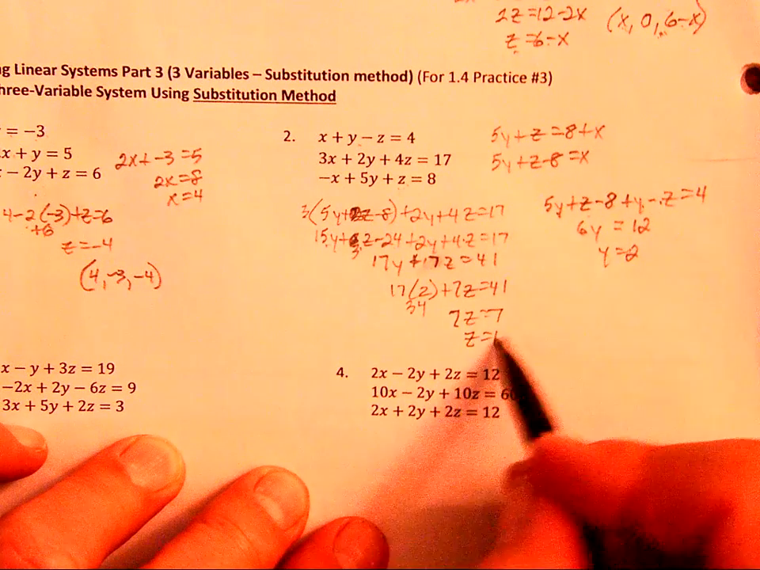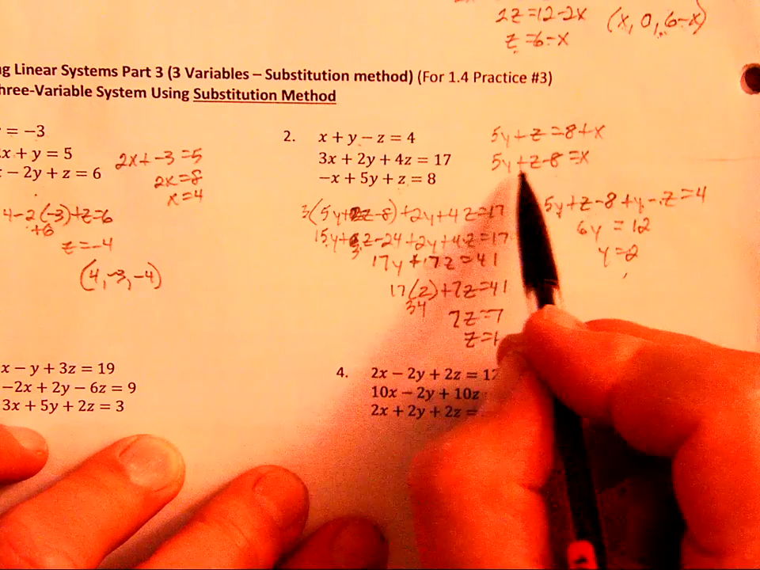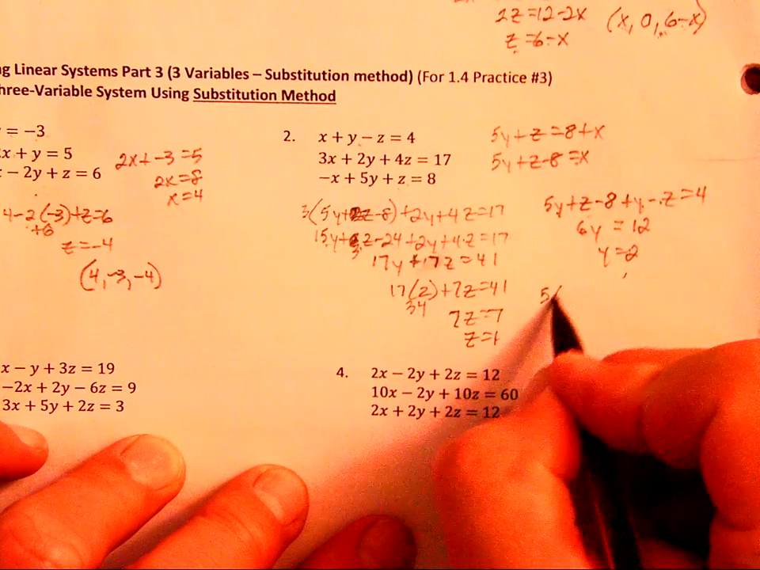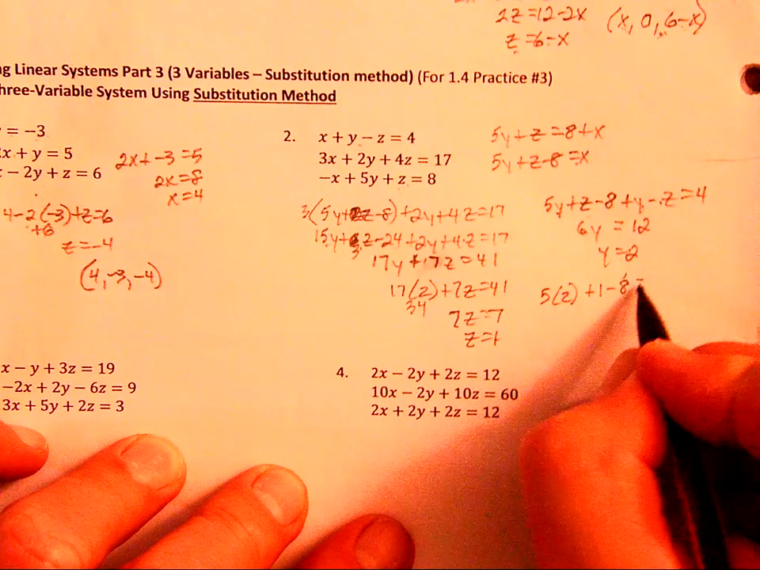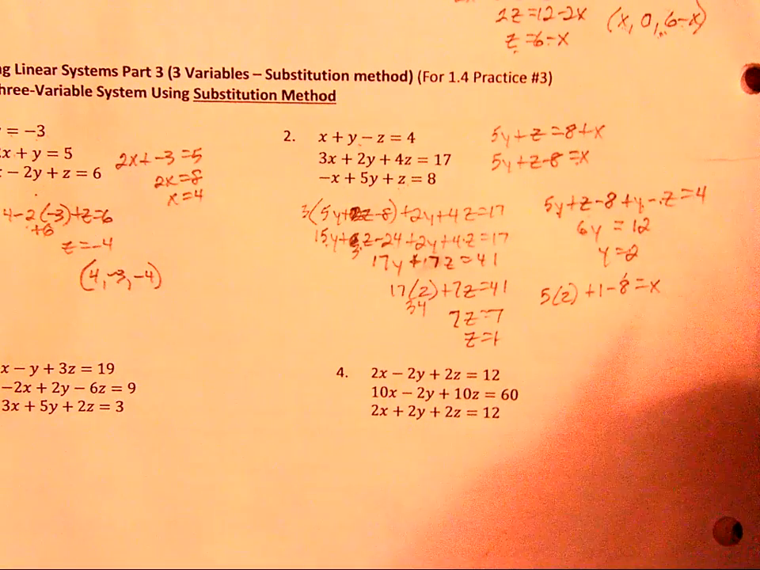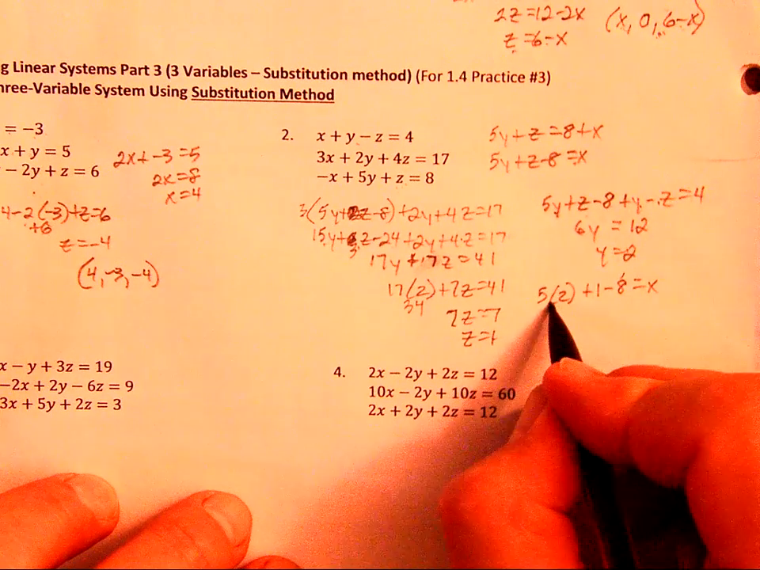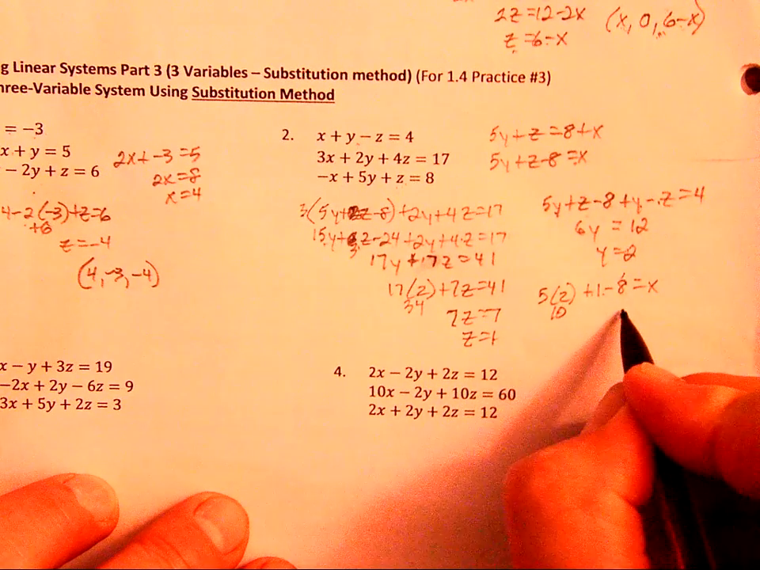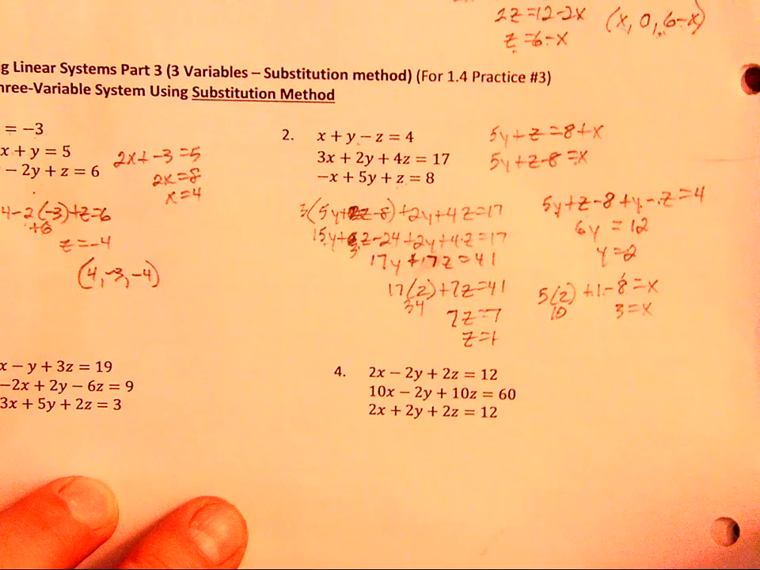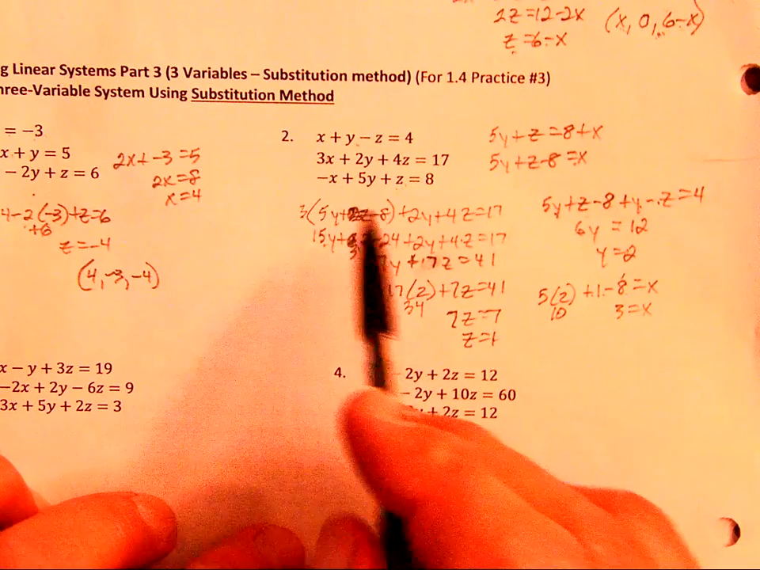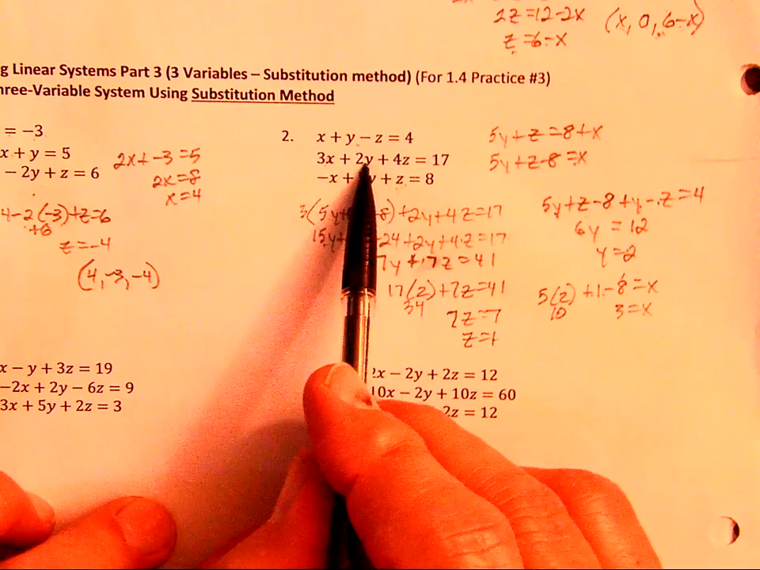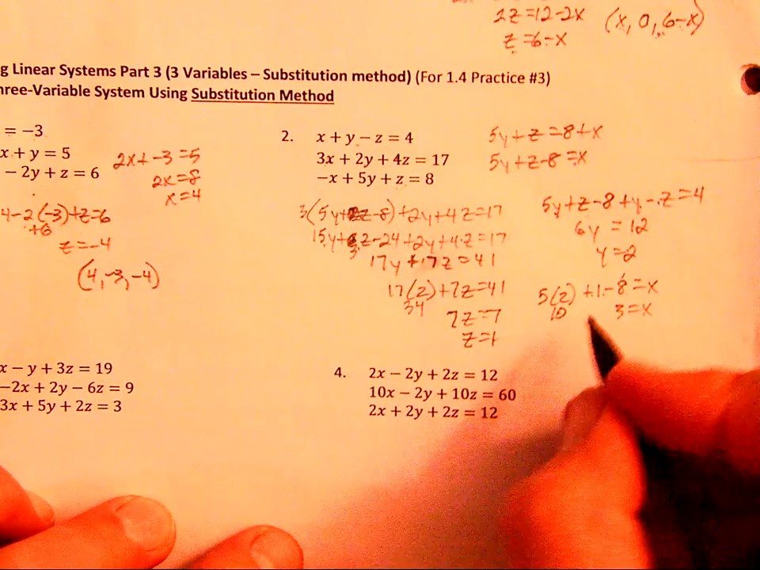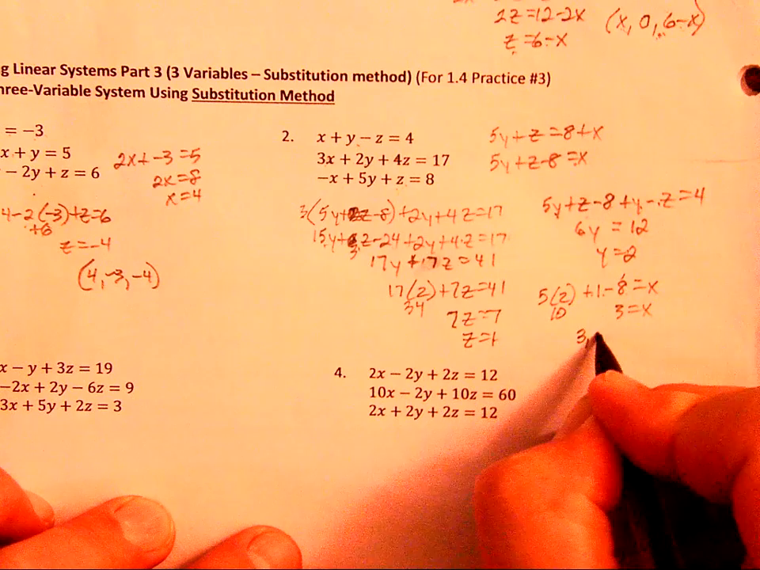Now we can take both of those and plug it into what we did right here for x. So we have 5 times 2 plus z, which is 1, minus 8 equals x. So that'd be 10 plus 1 is 11, minus 8 is 3, x equals 3. We could plug that in to make sure it's right, like if we plugged it in here. 3 times 3 is 9, plus 4 is 13, plus 4 is 17, so it checks out. Our ordered triple is 3, 2, 1.